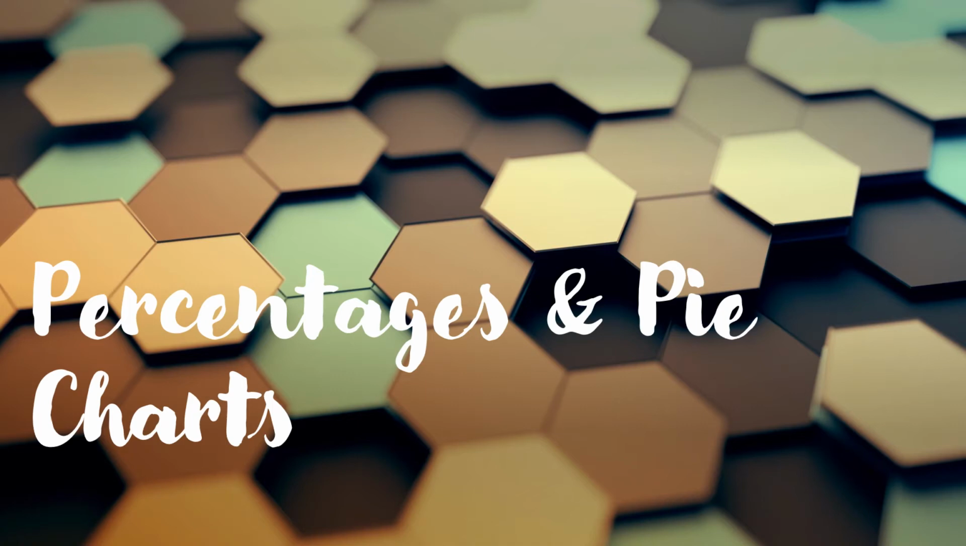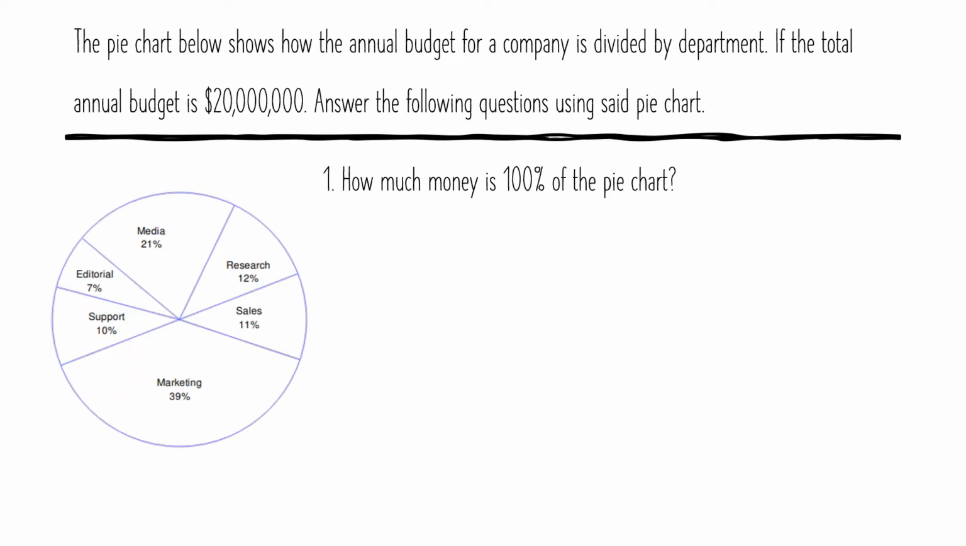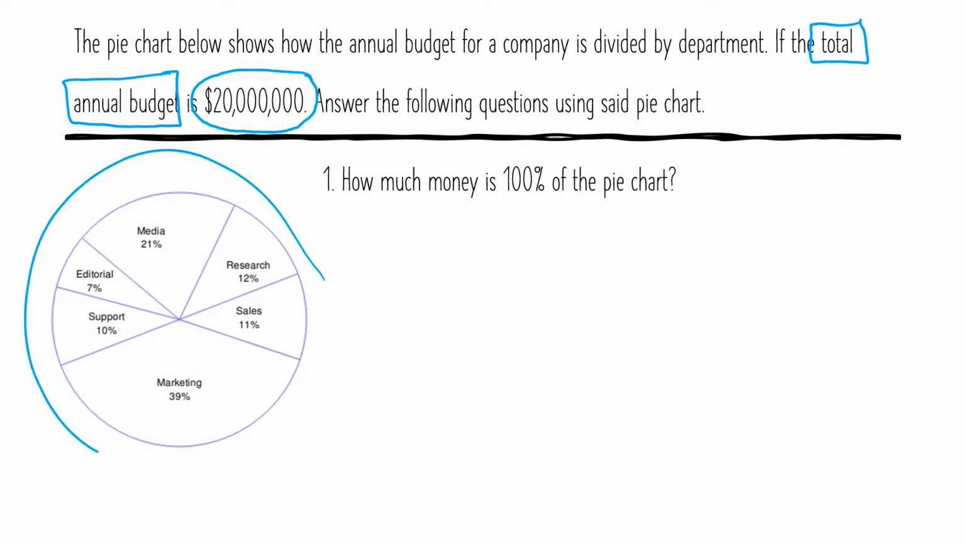Percentages and pie charts. So, looking at how percentages can help us make sense of a pie chart. Okay, so the pie chart below shows how the annual budget for a company is divided by department. If the total annual budget is $20 million, answer the following questions using the said pie chart. So our first question is, how much money is 100% of the pie chart?